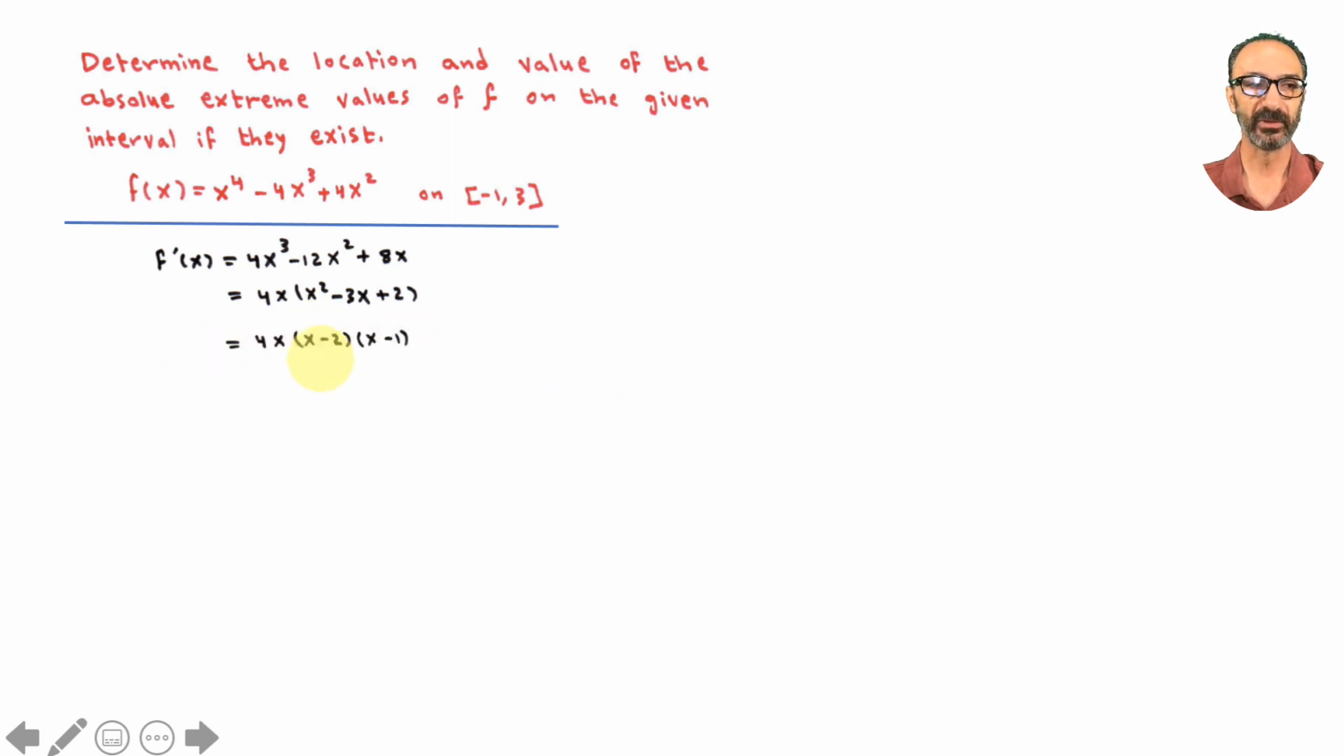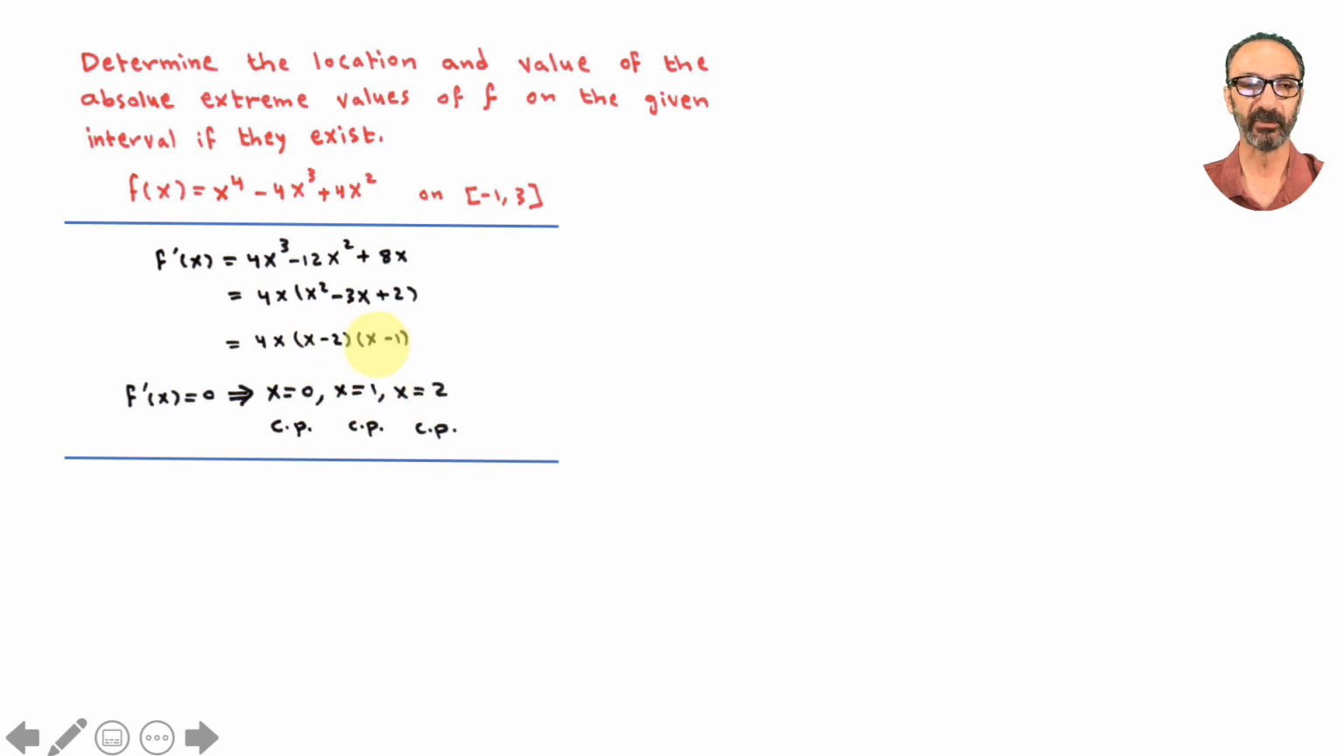Set the whole thing equal to 0. That's how we do it: f prime, factor, set it equal to 0. If it's fractions, combine them. I get 3 critical points at 0 and at 1 and at 2. I know 2 came first in my factoring, but it's cleaner to write 0, 1, 2 instead of 0, 2, 1. No big deal, but that's what we have.